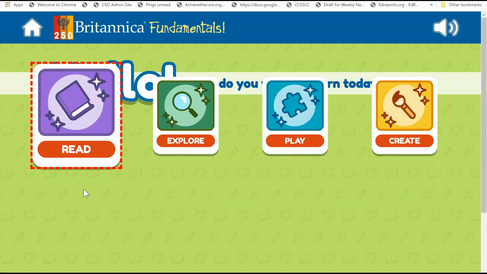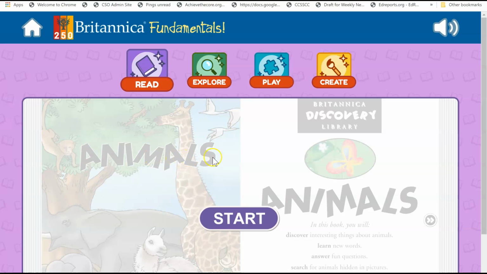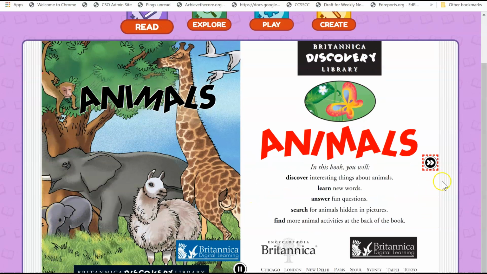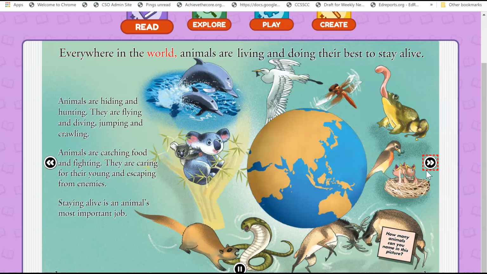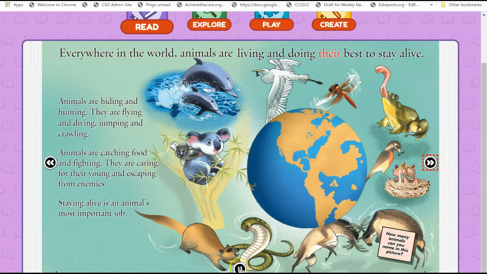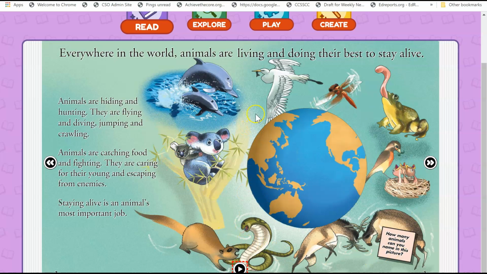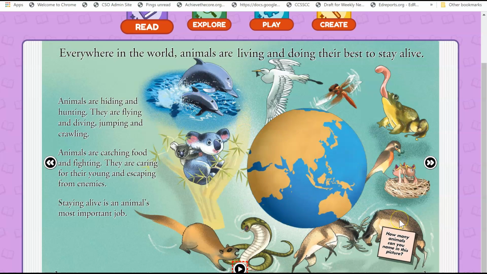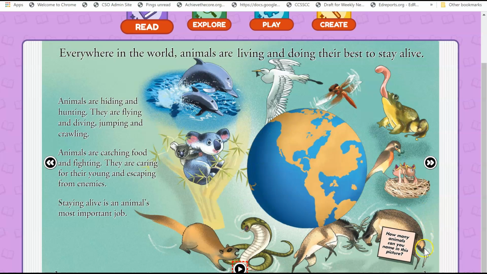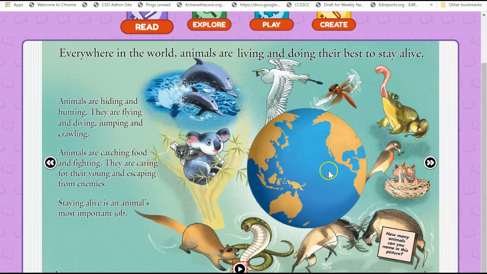Let's go through read. You can pick any of these different genres, and then we start it. Animals. In this book, you will... And as I go through now, I'll click through so you can just see. Everywhere in the world, animals are living and doing their best. And as a teacher, you can prepare for this, know what it is, ask for them to locate certain words that they hear, write them down, color, stop it as they go along. There's little tiny questions or tasks on each page. It's very friendly, very visually pleasing. I think your students would like it.